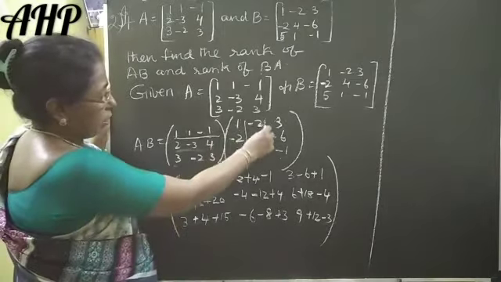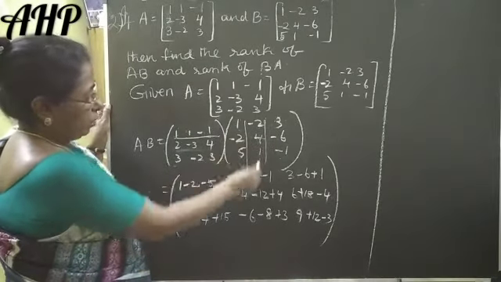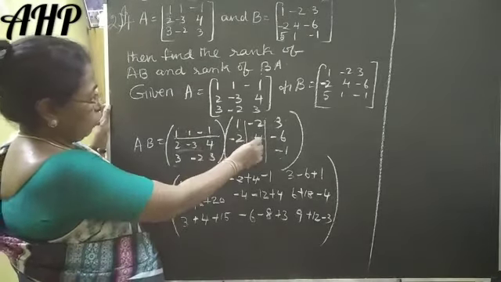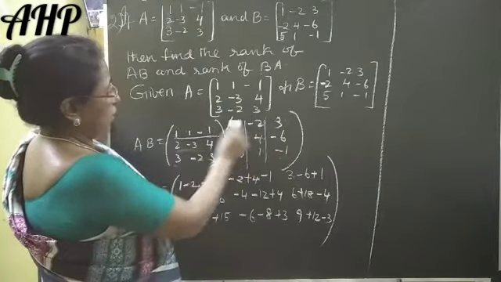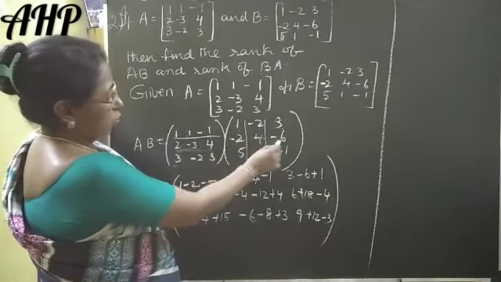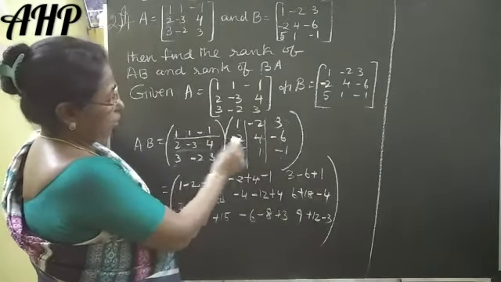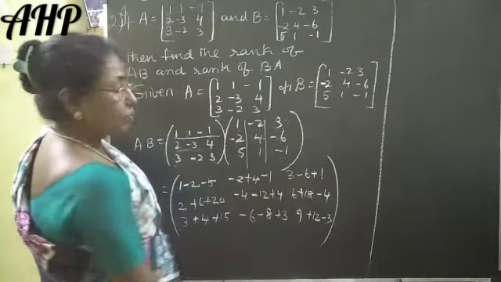This first row into second column. 1 into minus 2, minus 2. 1 into 4, plus 4. Minus 1 into 1, minus 1. This first row into the third column. 3 into 1 plus 1 into minus 6 plus minus 1 into minus 1 plus 1.